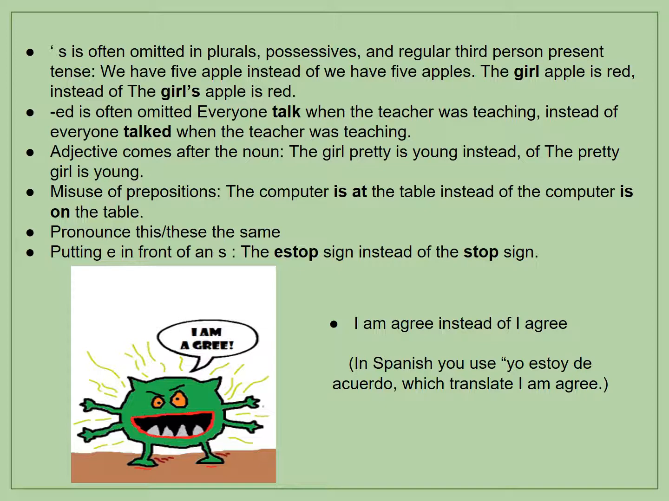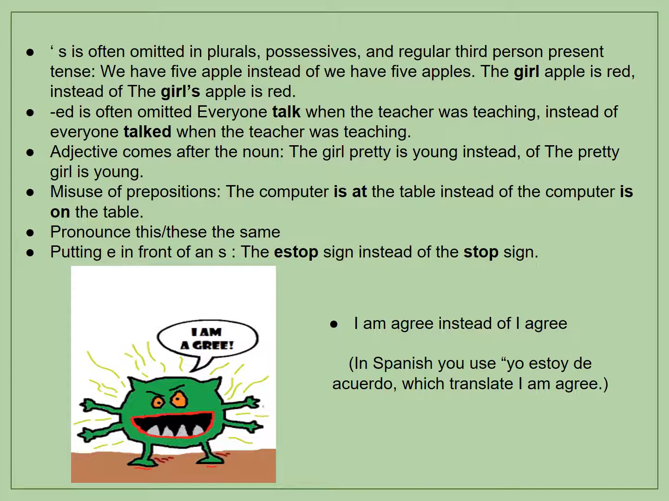Ed is often omitted. In a regular past tense word, the ed may be omitted. Example of a Spanish speaker would say, everyone talk when the teacher was teaching. In English, we would say, everyone talked when the teacher was teaching.